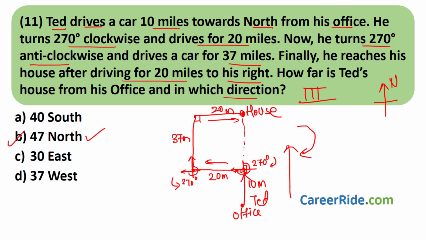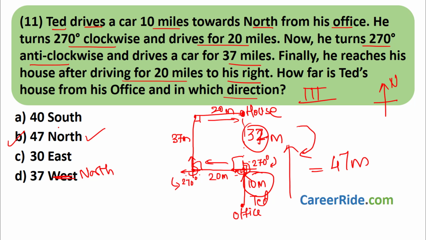Okay, so here we have north. We can directly mark the answer, but say if there are two options, like say here also it is north, then how to calculate? Let us see. This is 90, this is 90, 90, this is also 90, because 270 degrees is 90 plus 90 plus 90. So this is a rectangle. If this is 20, this is 20, this is 37, this will be 37 meters, and the distance between house and office is 37 meters plus 10 meters, that is equal to 47 meters. So the option is B, 47 north. This is the correct answer.